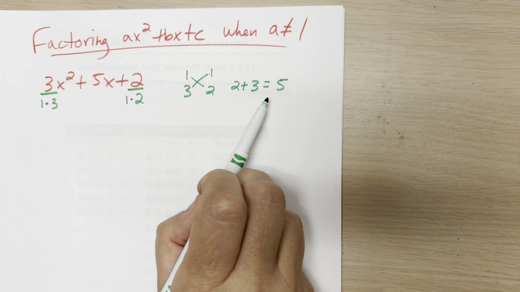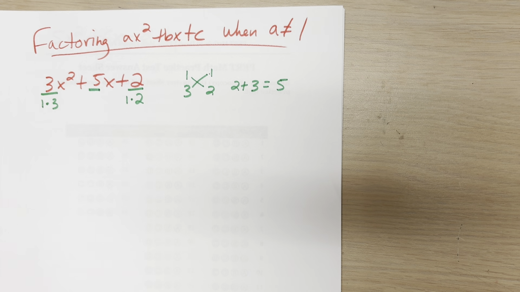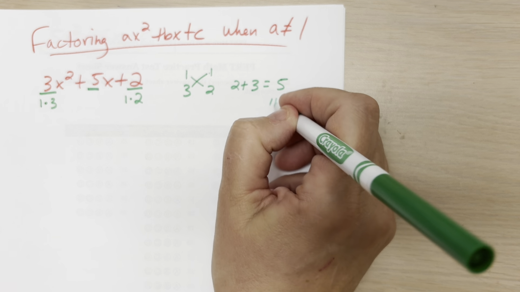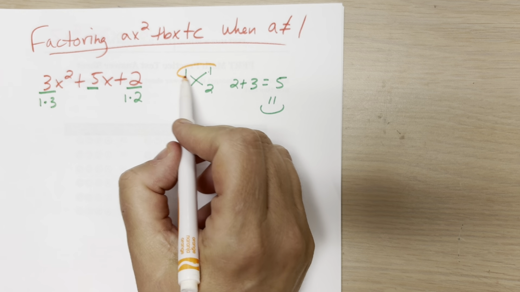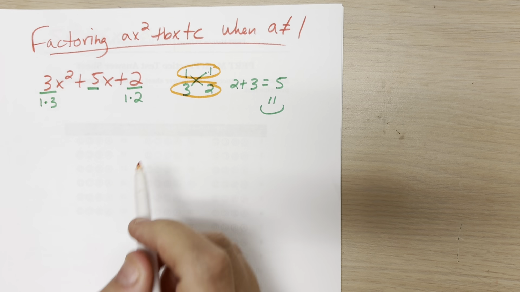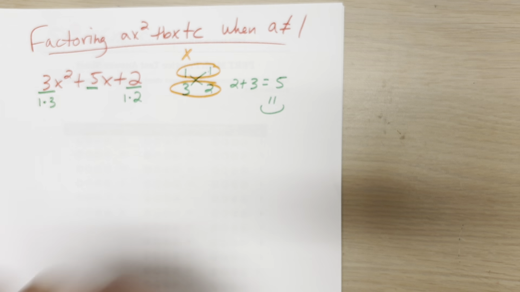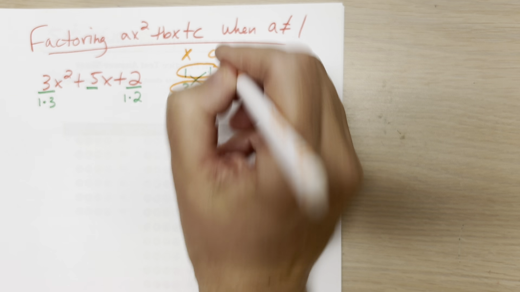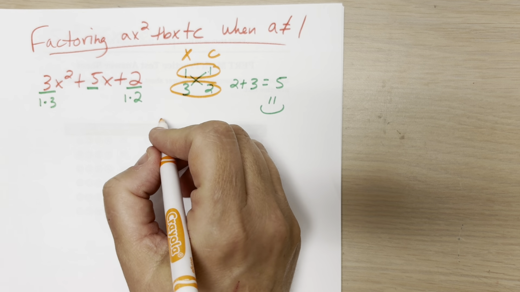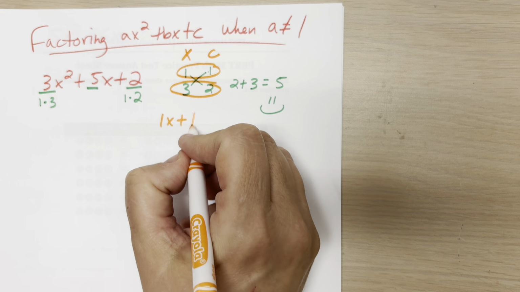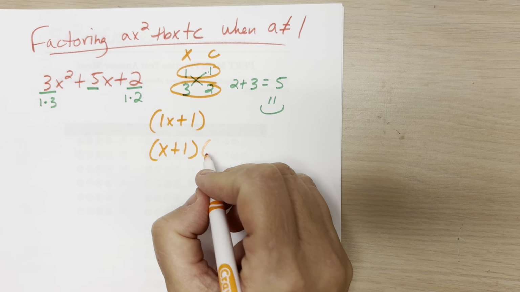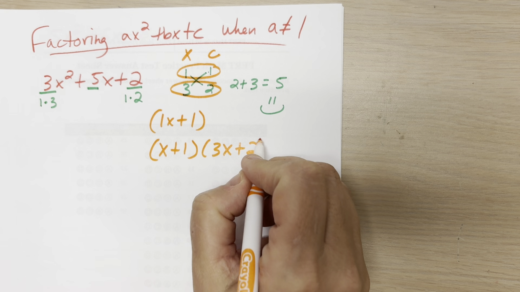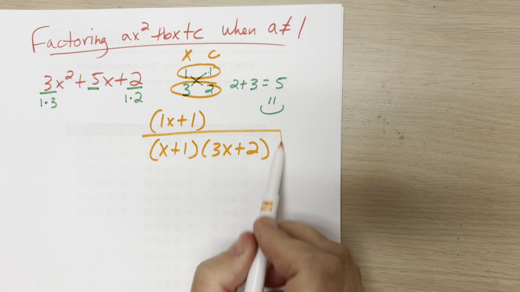The number I'm trying to find is b, and I am successful. Hooray! To figure out my factors, all I need to do is look across. This column will be the coefficients to x, and these will be the constants. So this is going to be 1x plus 1, or x plus 1, and the other factor is 3x plus 2. And that's all you do.